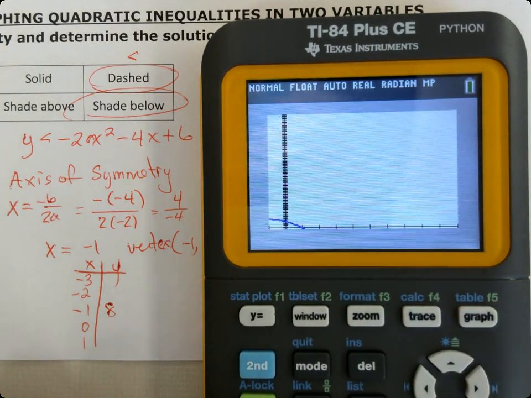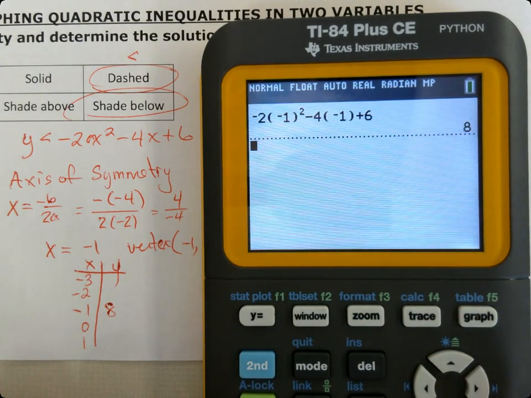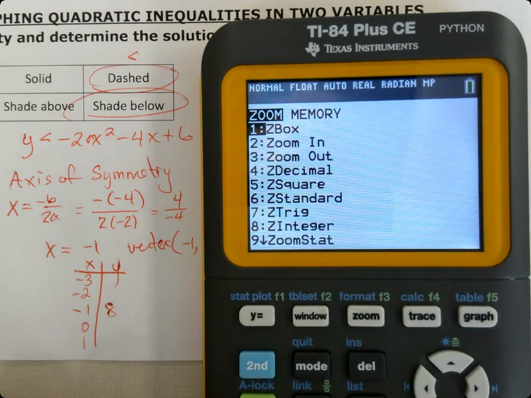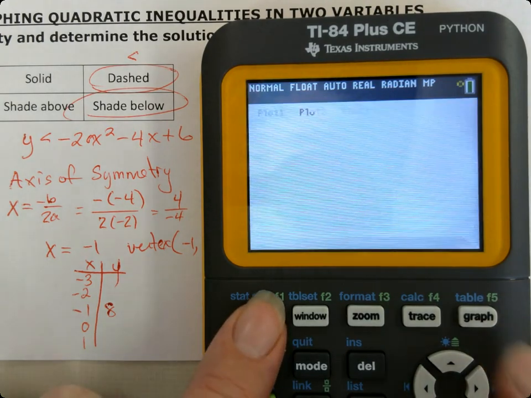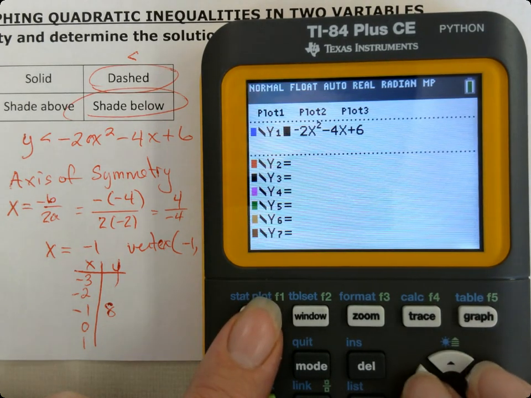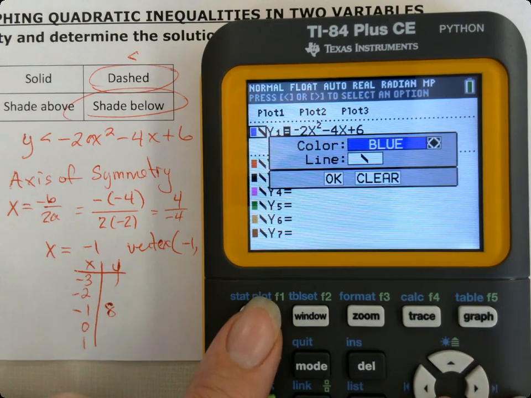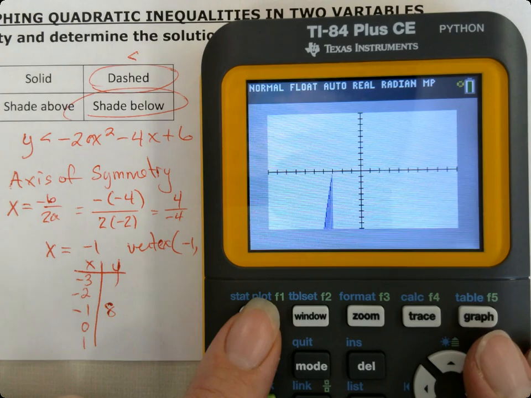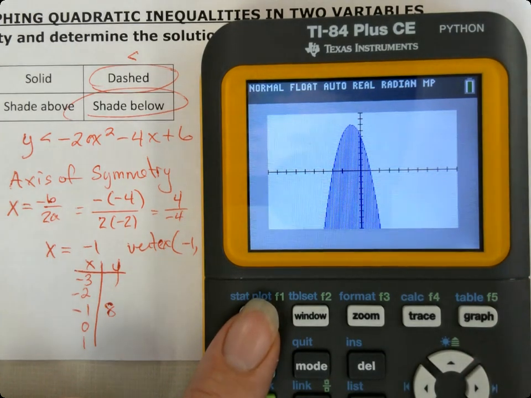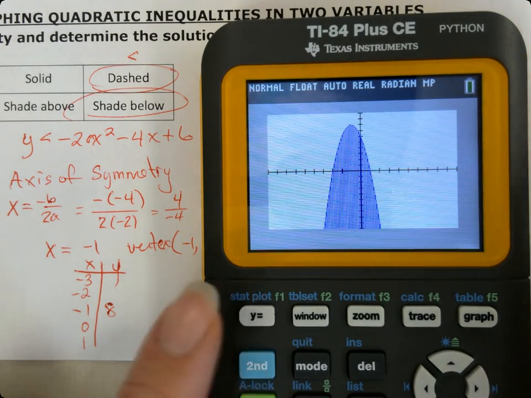Now mine's all out of whack, so I'm going to hit zoom 6. Let me try that again. Zoom 6. And there's my parabola, and it's not shading. Oh, it didn't save it. Let's see if that works now. I didn't hit OK, so it didn't save it. Do you see how it graphs it on here for me? So I had to hit OK.